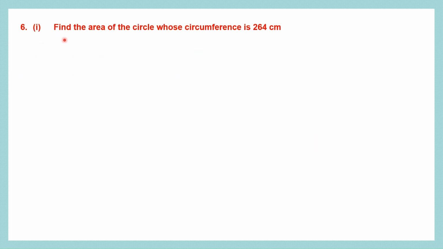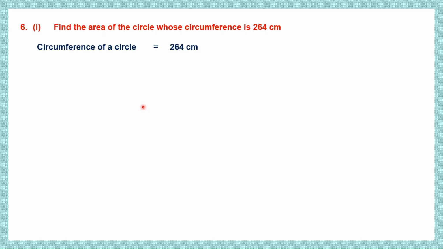Question 6, first one. Find the area of the circle whose circumference is 264 centimeters. To find the area of a circle, the formula is pi r square. That means we need to know the value of r, that is the radius of the circle. And that measurement is not given, but we are given circumference. So from that we can find the radius. And once we find the radius, we can apply the formula and find the area.